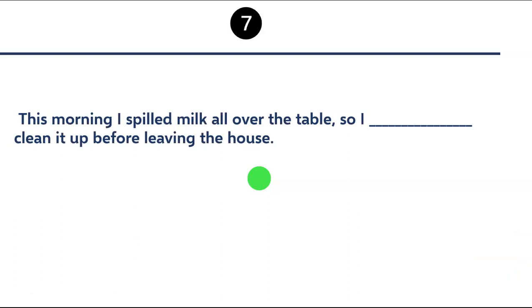This morning, I spilled milk all over the table. So I dash clean it up before leaving the house. Okay, which is the correct modal verb? Now, here are your 10 seconds.